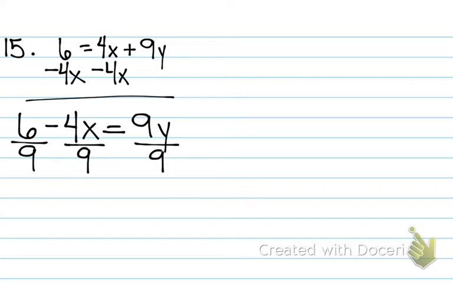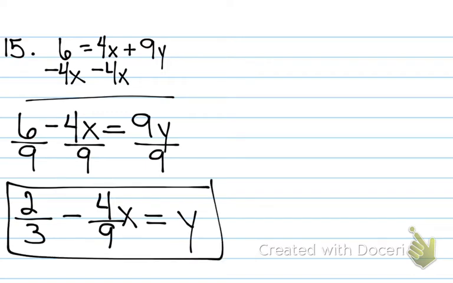Was that a little easier the 3rd time around? Okay, that's a new concept, all right? So it's going to take us a lot of practice to really get that. That's why we have a couple of these in our homework too. So 2/3, because I reduced 6/9, minus 4 over 9. I can't reduce that one anymore, equals y.